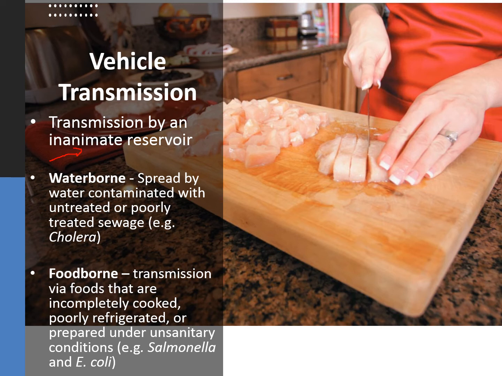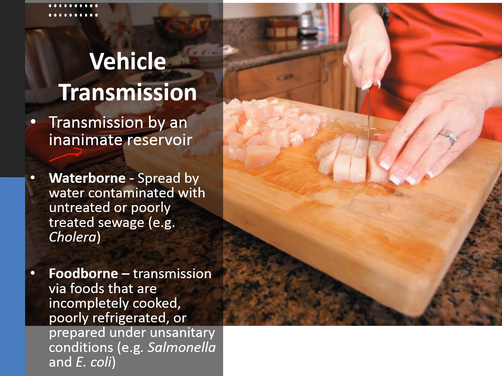Foodborne transmission happens via foods that are either incompletely cooked or poorly refrigerated, or maybe they're prepared under unsanitary conditions. I'm thinking about E. coli here and salmonella. So we've all heard about how people have gotten really severe intestinal diseases from eating undercooked hamburger. That's an example of foodborne transmission.